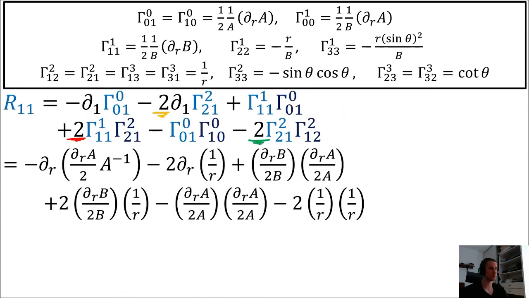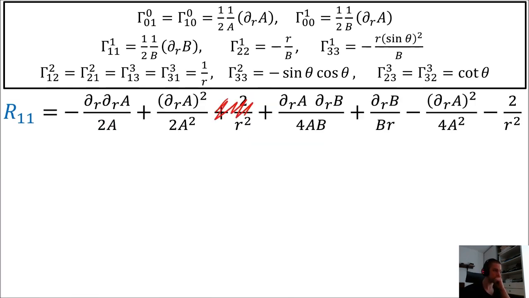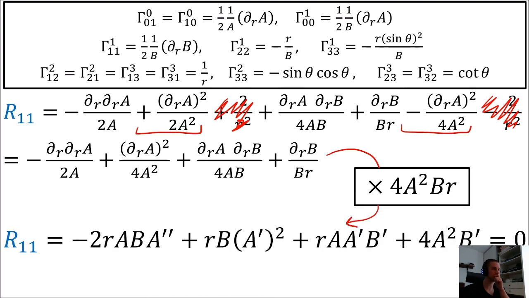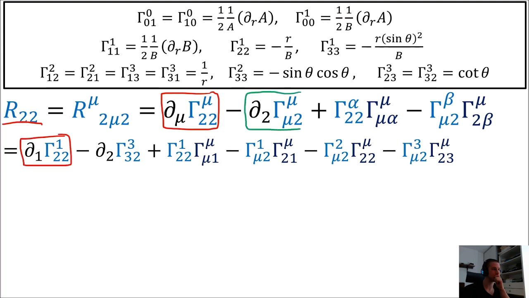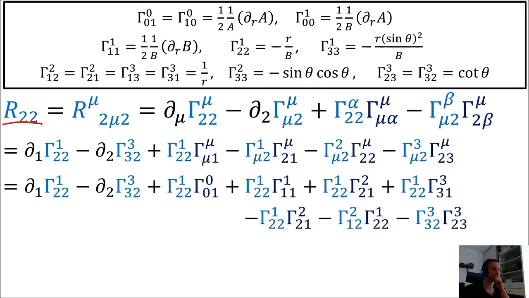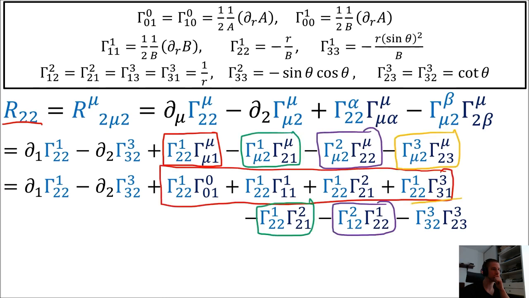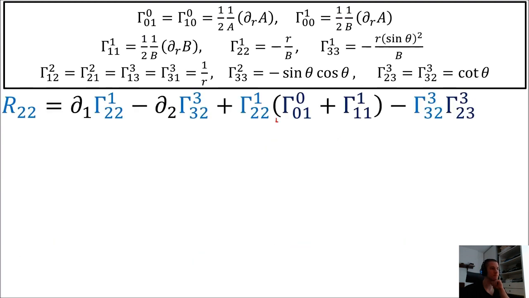After subbing in the coefficient formulas, we need to do product rule on the first term, and use power rule on 1 over r to get 1 over r squared times negative 1. We can then do some canceling and combine terms, and we multiply by 4a squared br to get rid of the denominators. For R22, we have mu equals 1, mu equals 3, alpha equals 1, and beta equals 1, 2, 3. This sum expands to 4 terms, and then we have mu equals 2, mu equals 1, and mu equals 3. Then we cancel, and factor like terms.